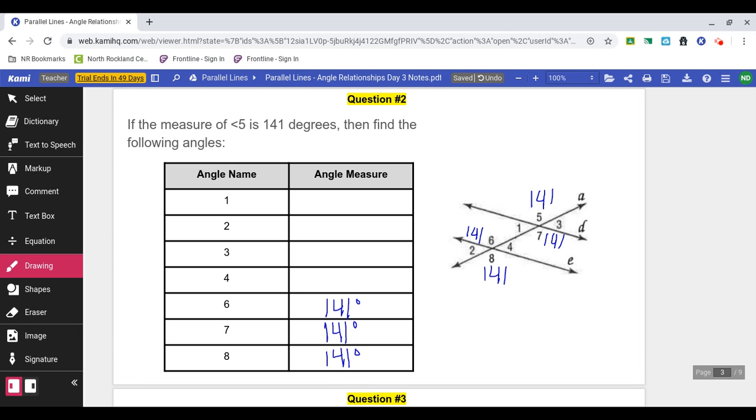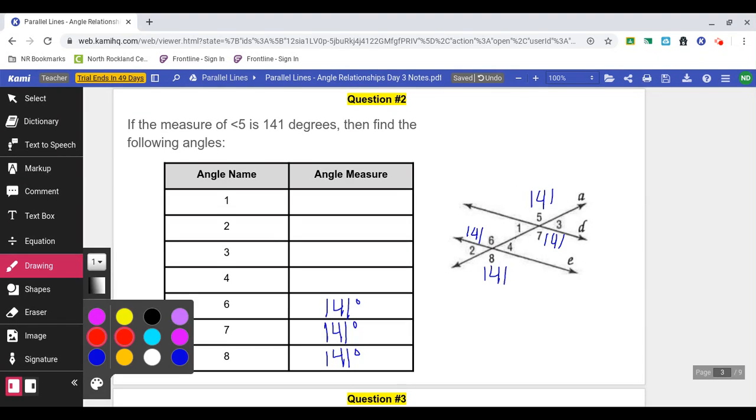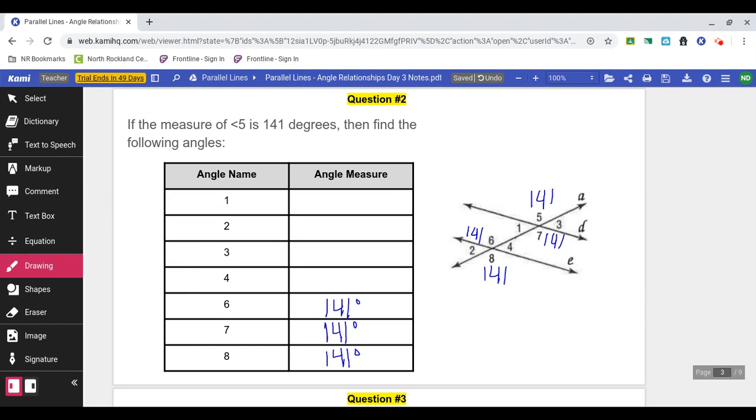Okay, now I'm going to look at other angles. So I also know that angle 5 and angle 3 are supplementary angles. They're right next to each other and they're on a straight line, so together they have to equal 180 degrees. Well, I know angle 5 is already equal to 141, so I can simply subtract 180 minus 141 to find the measure of that angle, which is going to give me 39 degrees. So I know angle 3 is equal to 39 degrees.